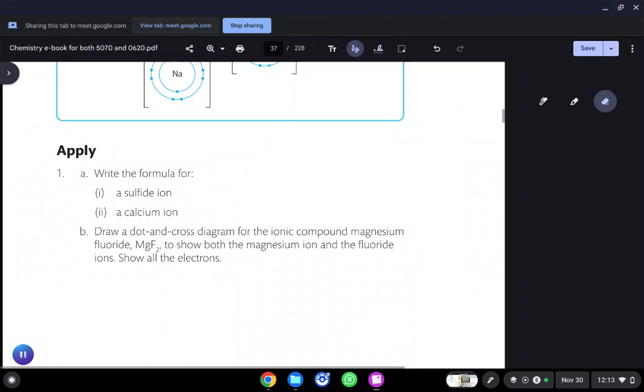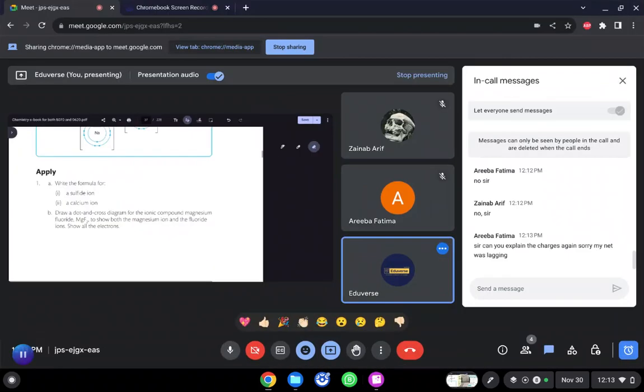In question number 1, part A, you have to write the formula for the sulfide ion and calcium ion. For this, you have to open the periodic table. The periodic table must be in front of you. Secondly, in part B, you have to draw the dot and cross diagram of the ionic compound magnesium fluoride, MgF2, showing both the magnesium ions and the fluoride ions. Show all the electrons. They are asking to show all the electrons. Please proceed.